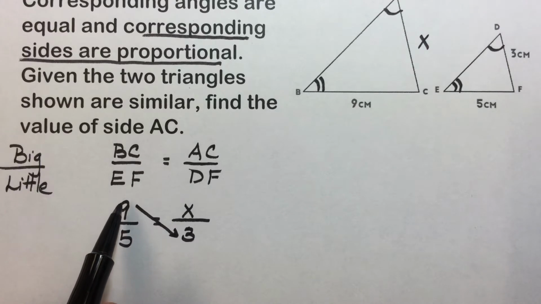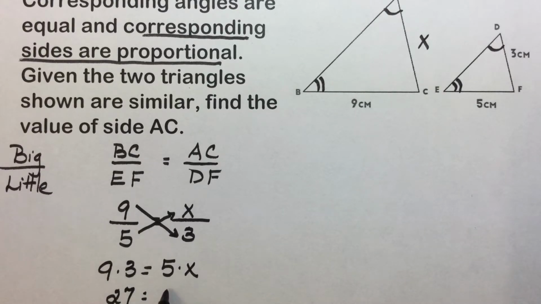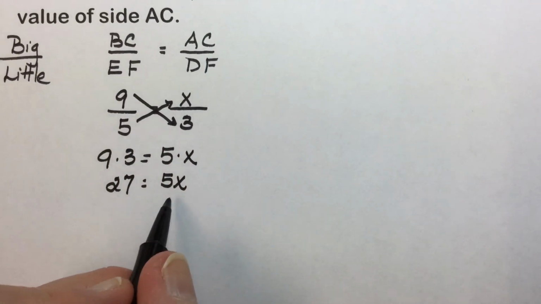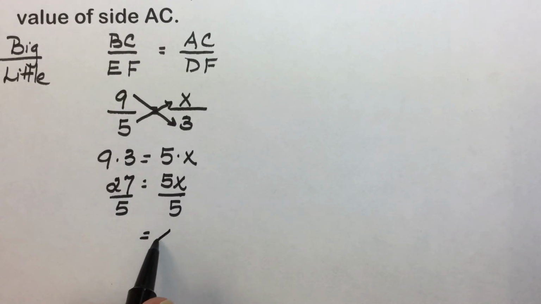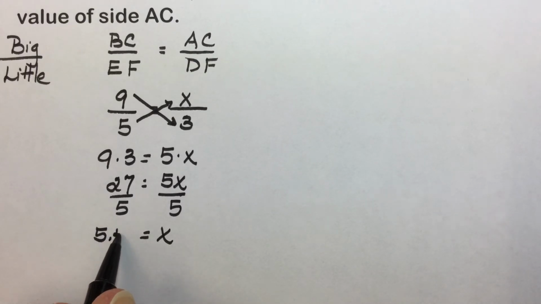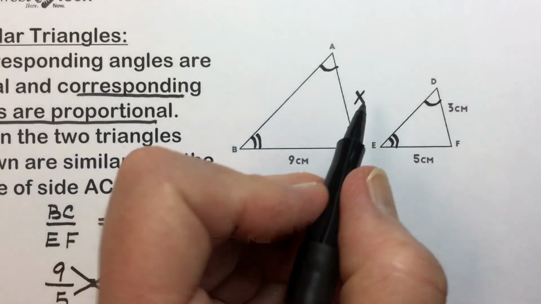And let's do that. The product of the extremes, 9 times 3, is equal to the product of the means, 5 times x. Simplifying, we have a product of 27 on the left and 5x on the right. Solving, we'll divide both sides by 5 to get x by itself. And when we do the division, we end up with 5.4 for that proportional length of that missing side from these similar triangles.